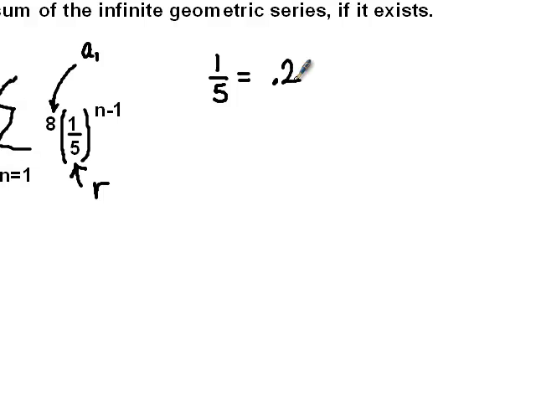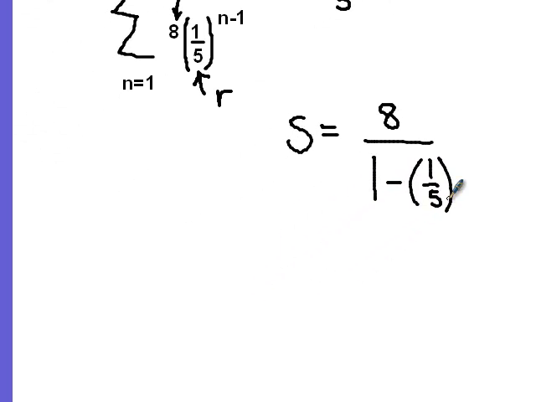We're going to use that equation now because it will have a sum. And we're going to say the sum is equal to A1 over 1 minus the R. Okay, so when you calculate all this out, you're going to get it equal to 10. And that's your answer.